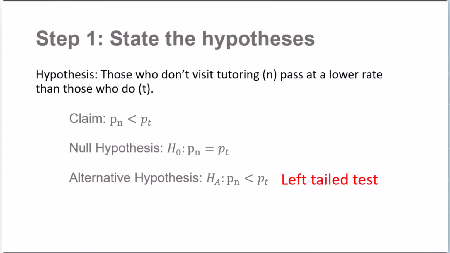Because of that alternative hypothesis, this is going to be a left-tailed test. I know that because of the direction of my inequality. Again, if we switched the groups, this would be a right-tailed test, but then you'd also switch the order of the sample values as well.